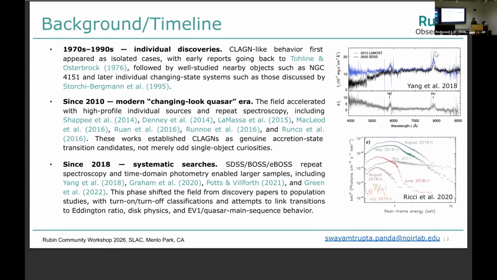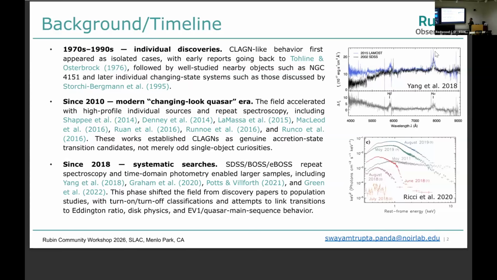Onwards of the new decade and since the 2010s, what we call the modern changing look era, the field has accelerated tremendously in terms of individual high-profile sources and repeat spectroscopy from different instruments. So there's a lot of work. I'm citing some of the seminal work that's been done in the last decade, which has tried to establish CL AGNs, the changing look AGNs, as genuine accretion state transition candidates and not merely oddball single-object curiosities.